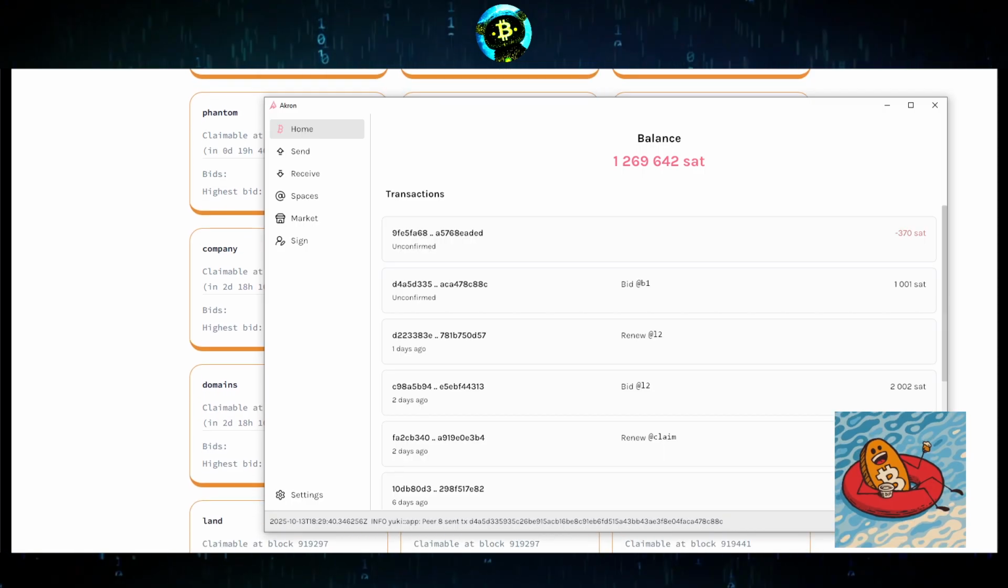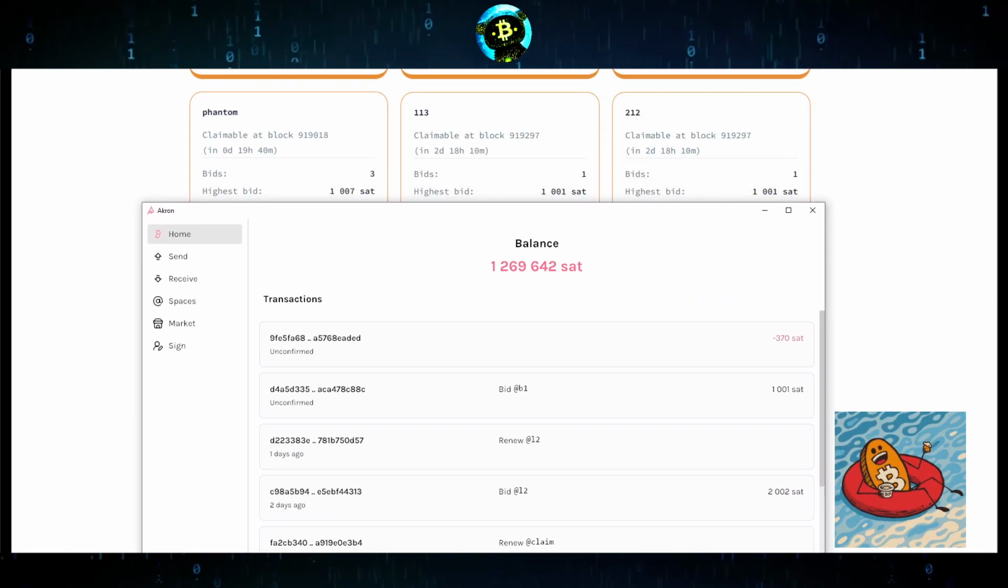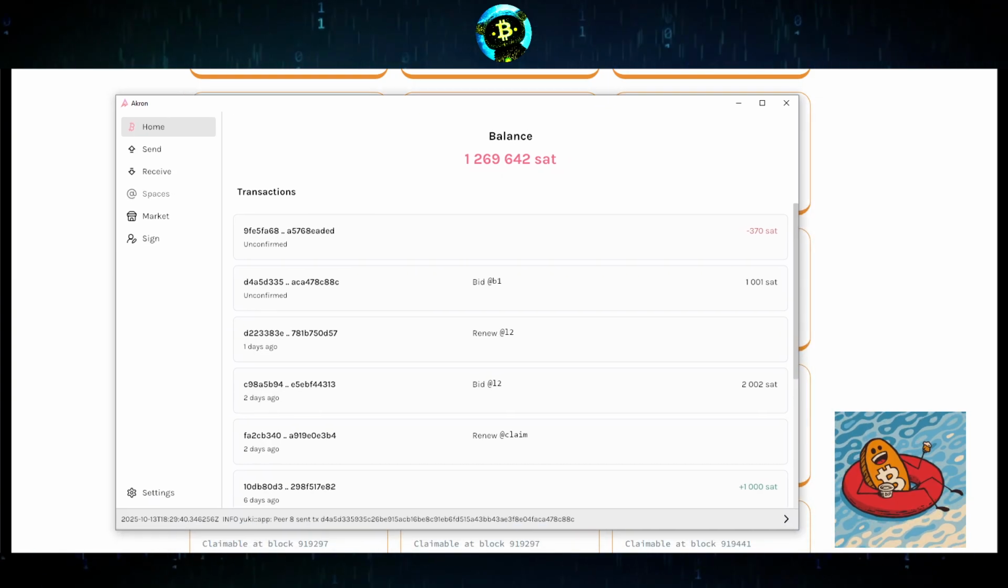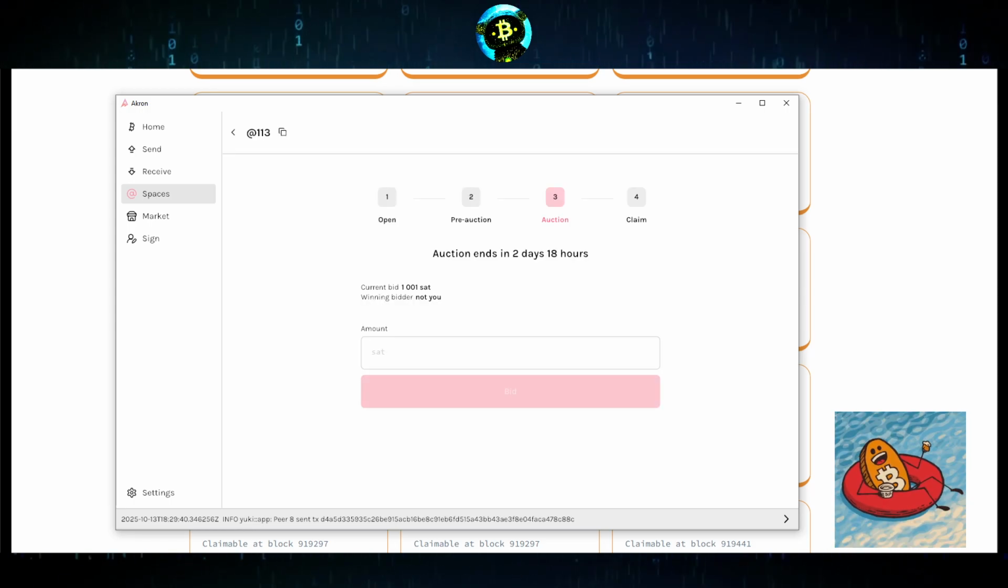All right, let's bid. We gotta put this on the same screen. I need to be able to see both of these at once. All right, 1,001 Satoshis for 113. Let's go for 113. We're gonna bid on it. We're gonna do 1,000. What's it at? 1,001. We're gonna bid 1,002 Satoshis.